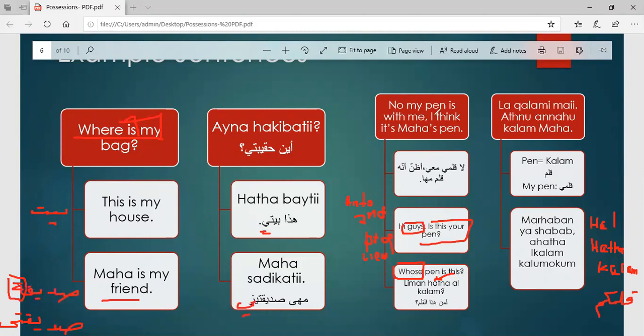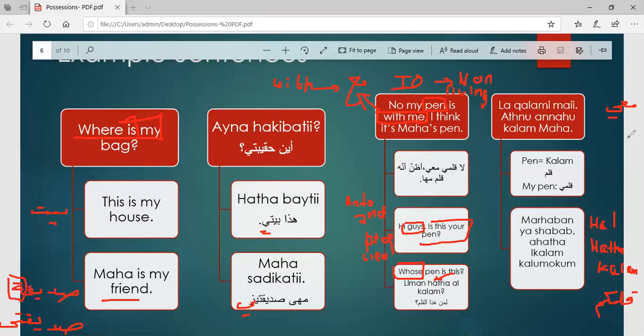What did they say? No, my pen is with me. I think it's Maha's pen. No is la, my pen. Qalami ma'i. Yani qalami, I own my pen. With me. Do we use la qalami, ladayya qalami, or qalami ma'i, or ma'i qalami? So you're talking about something you own, but since it's an inanimate object, and here I remind you that inanimate objects are non-living things, you use ma. With means ma. If it's something you own and it's inanimate, we use ma. Ma, with me, ma'i. So, la qalami ma'i.